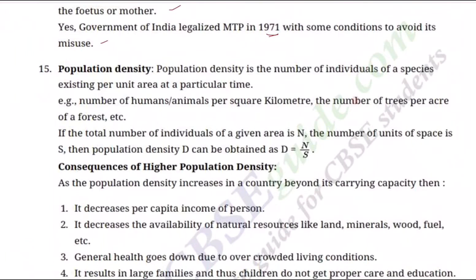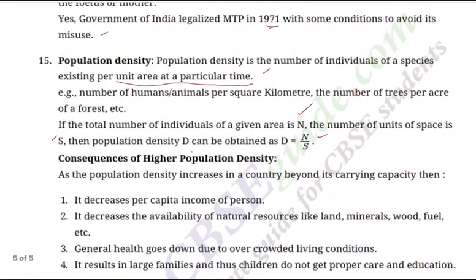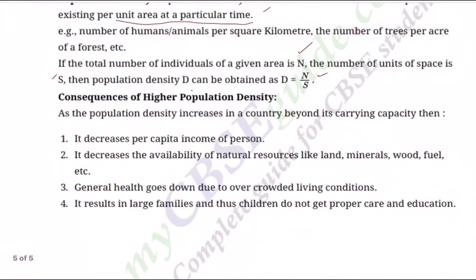Question number 15, population density. Population density is the number of individuals of a species existing per unit area at a particular time. For example, the number of humans or animals per square kilometer, the number of trees per acre in a forest. If the total number of individuals in a given area is N, and the number of units of space is S, then the population density D can be obtained by D = N/S, the number of individuals of the population divided by the number of units of space.